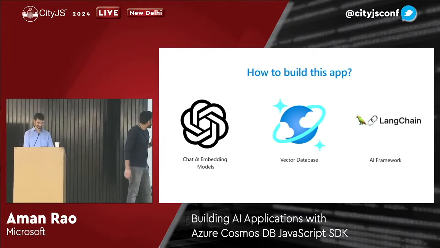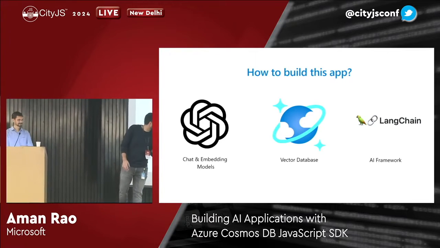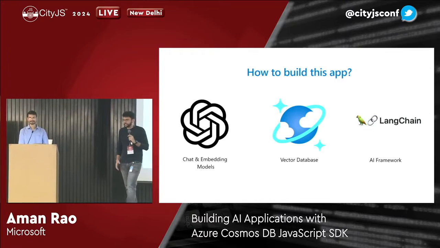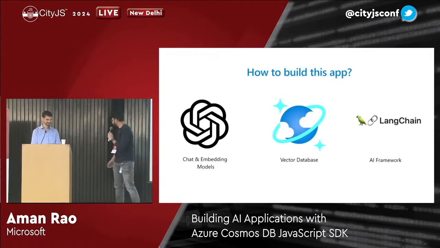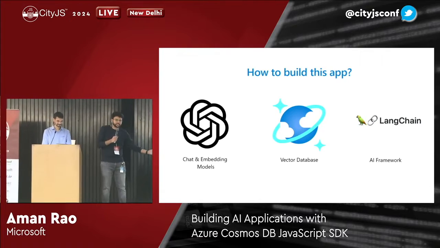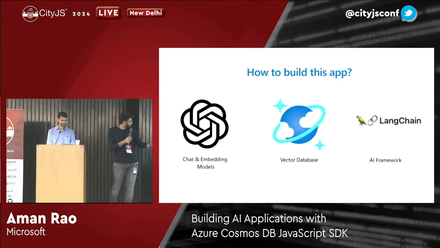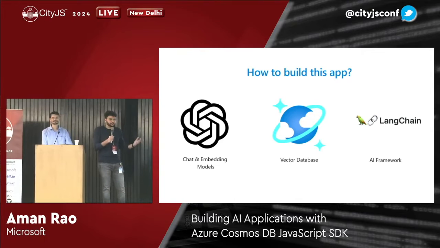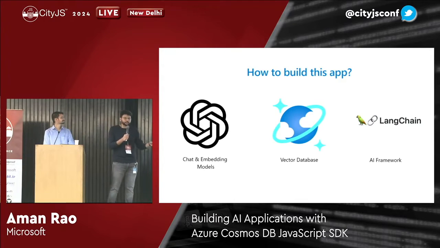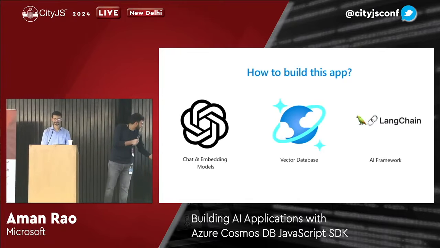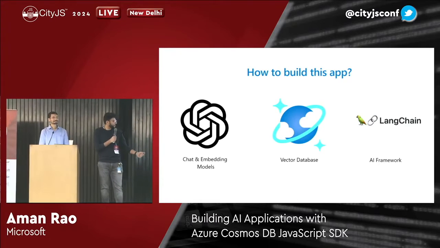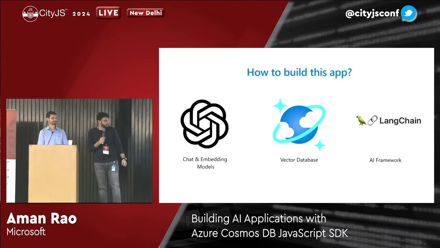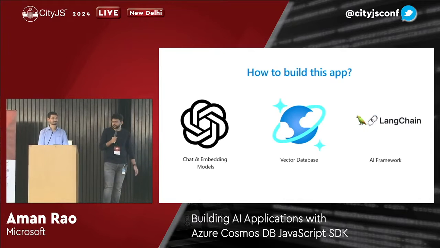So how do we build an AI application? In total, you require three major components. One is the chat or embedding model. If you want to talk to an AI model, you need an AI model, right? Then you need some kind of vector database so that you can store all your vector embeddings and the knowledge base that you require for that application. And third, once you have your AI models and a vector database, how do you interact with those? For that, we need some kind of framework.